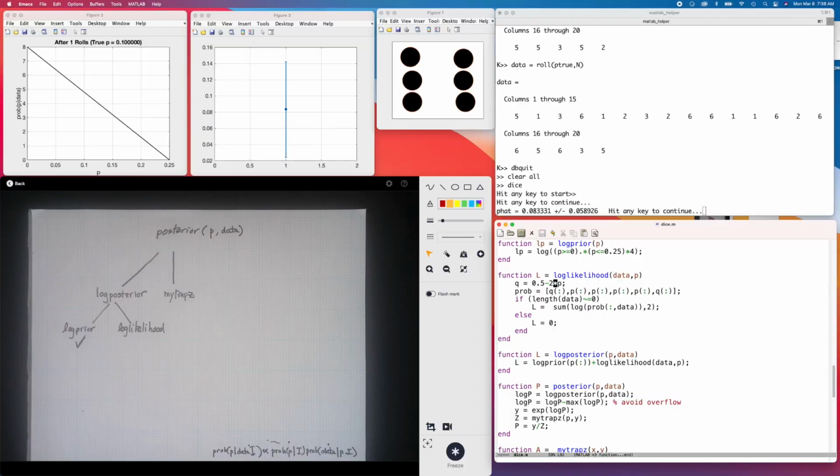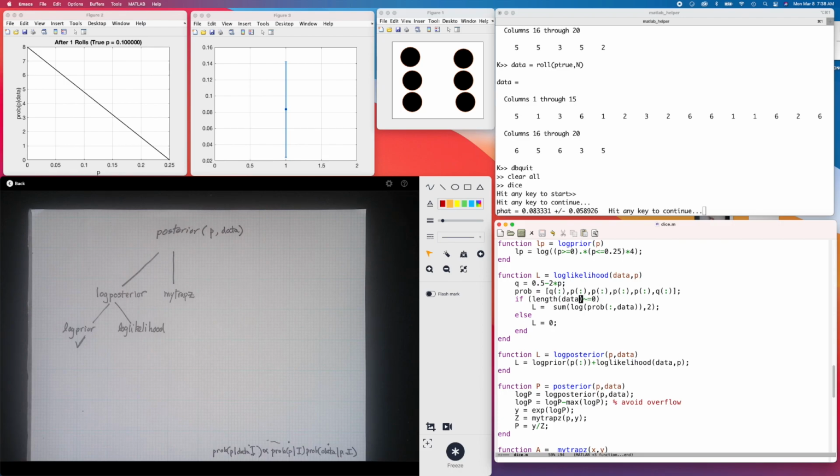So then for each value of p, it computes q, and then it makes a little vector of probabilities: q, p, p, p, p, and q. So those are the probabilities. The first one is for the probability of 1, which is q, the probability of 2, which is p, the probability of 3, which is p, 4, which is p, 5, which is p, and 6, which is q.